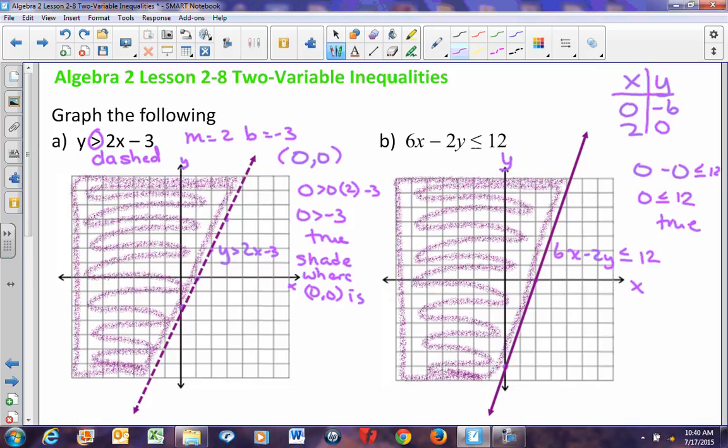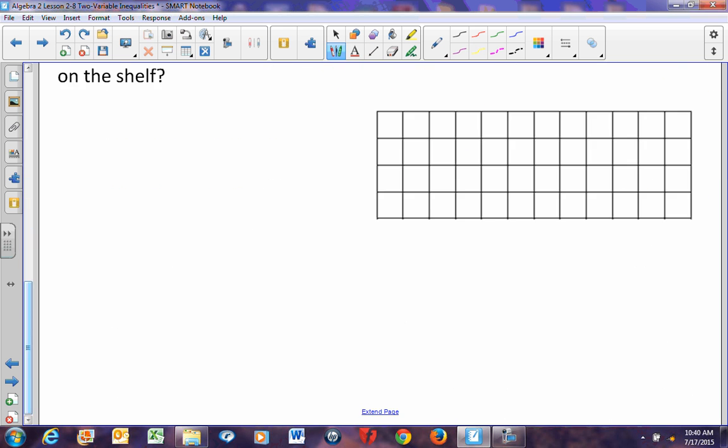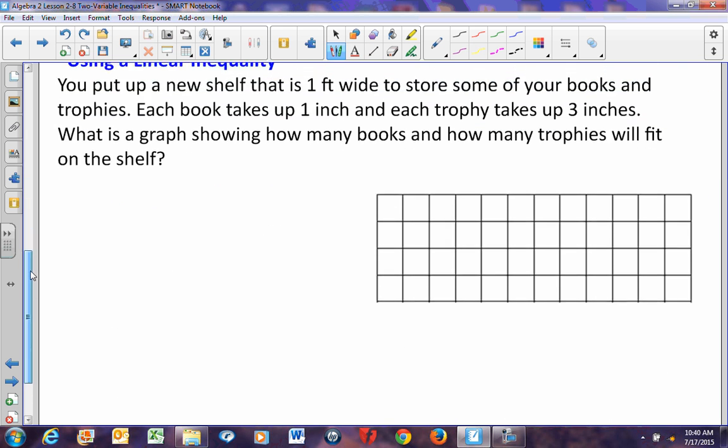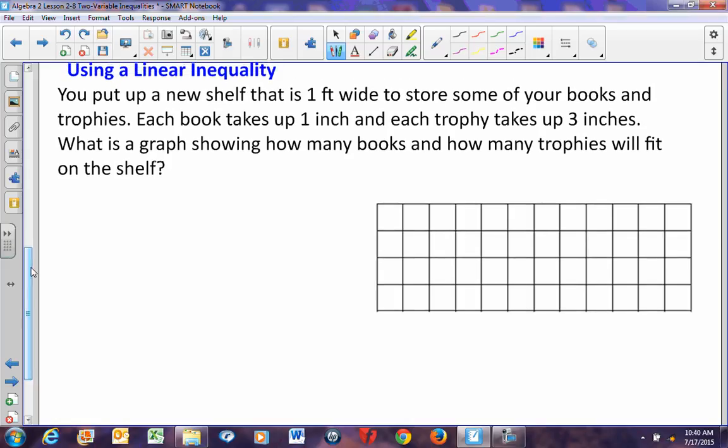Now, you can also use inequalities to solve word problems. Okay, let's take a look at this particular problem here. It says, you put up a new shelf that is 1 foot wide to store some of your books and trophies. Each book takes up 1 inch and each trophy takes up 3 inches. What is the graph showing how many books and how many trophies will fit on the shelf?